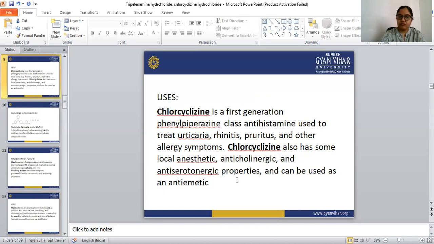So these are the uses. It is used to treat urticaria, rhinitis, pruritus, and other allergic symptoms, and chlorcyclizine also has some local anesthetic, anticholinergic, and anti-serotonergic properties, and it is also used as an antiemetic.